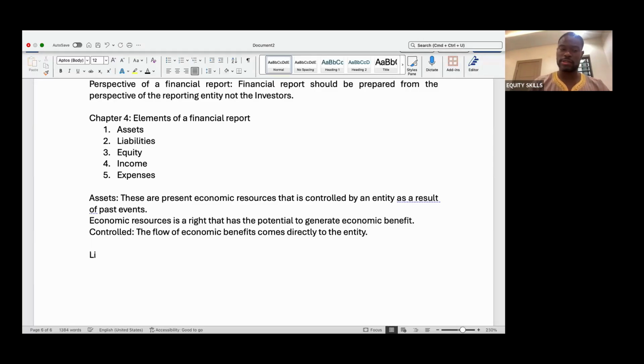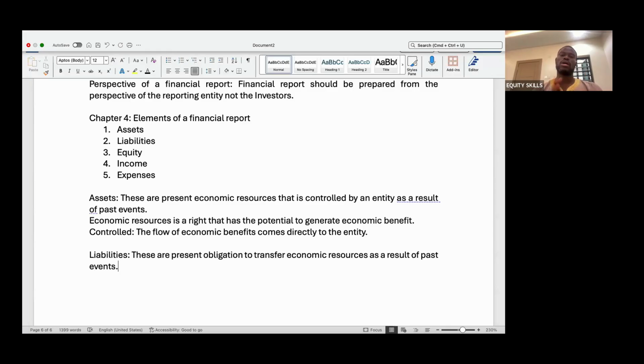And the second one is the liabilities. So liabilities are present obligations to transfer economic resources as a result of past events.